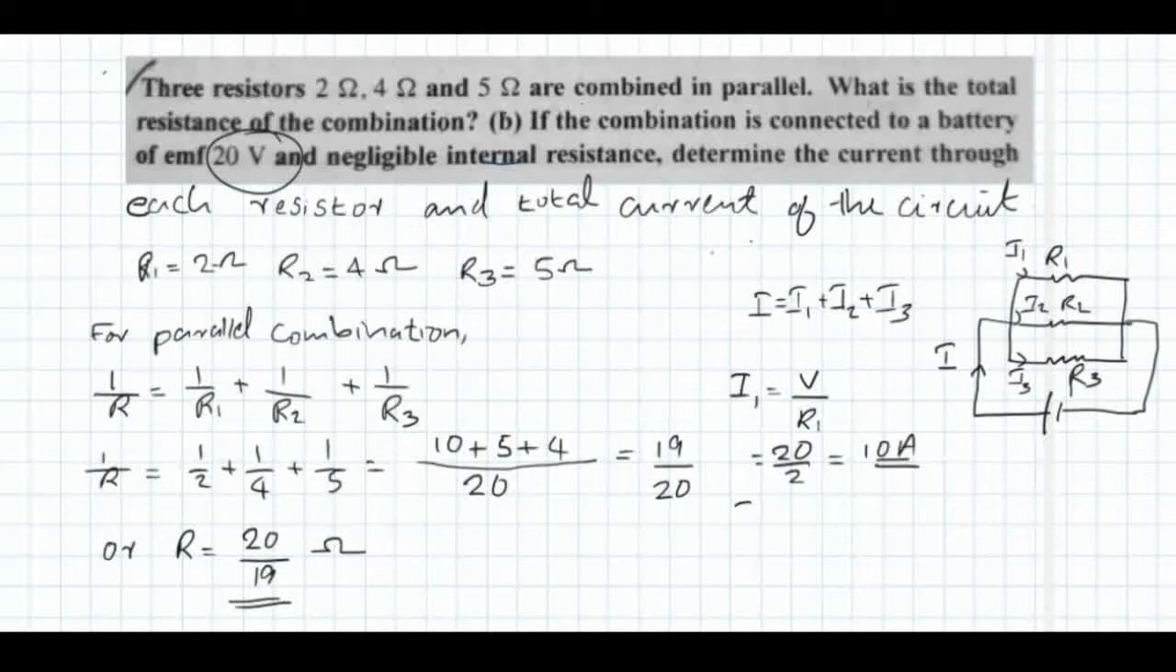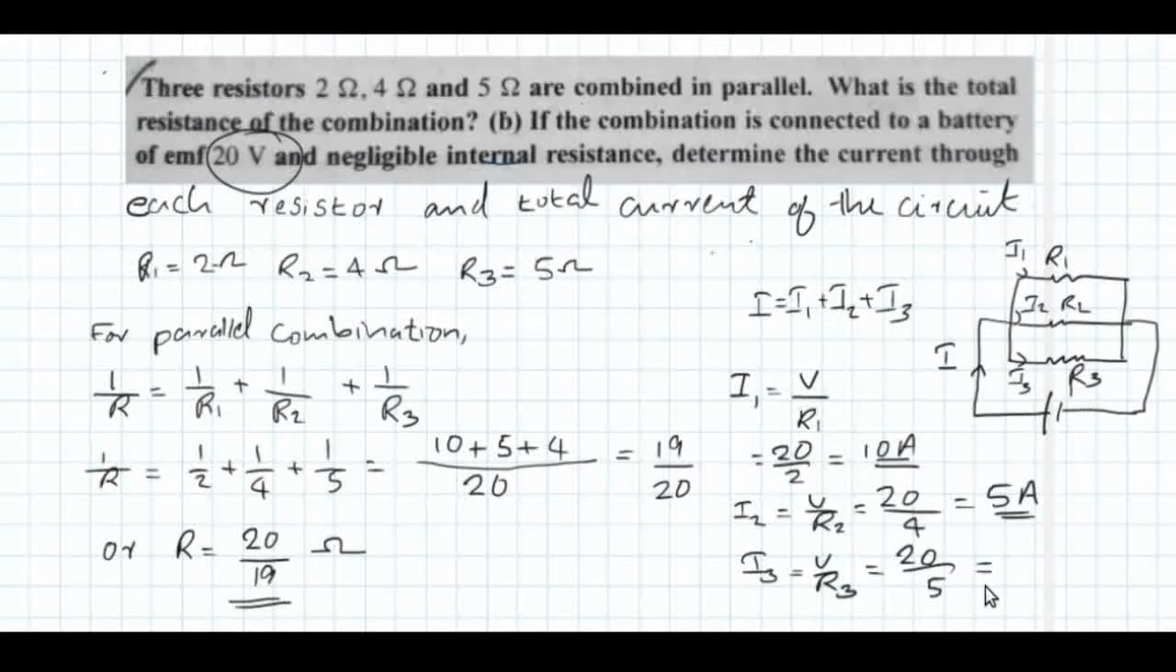Then similarly, what is the current I2? I2 is equal to V by R2. Again V is equal to 20, divided by R2, which is 4 ohm. Therefore 20 by 4 is equal to 5 ampere. Then we have I3. I3 is equal to again the voltage 20 divided by R3, which is 5. So 20 by 5 is equal to 4 ampere.